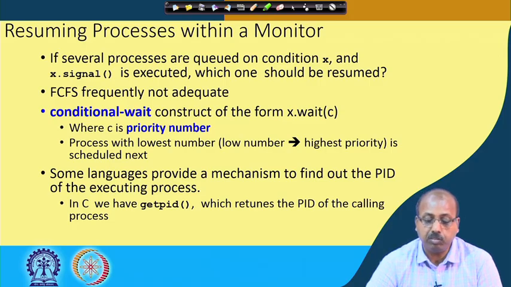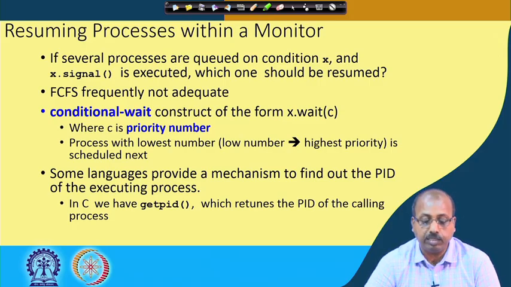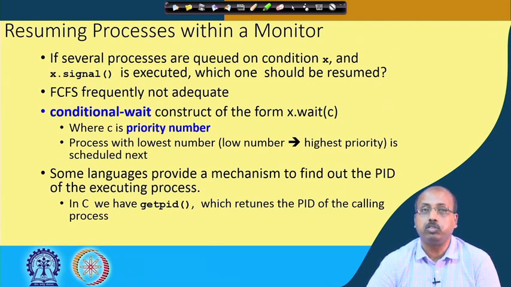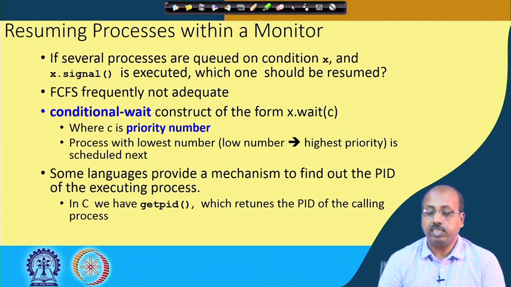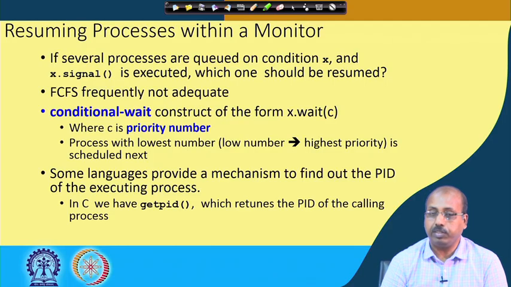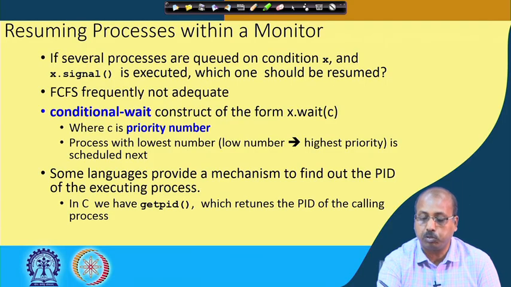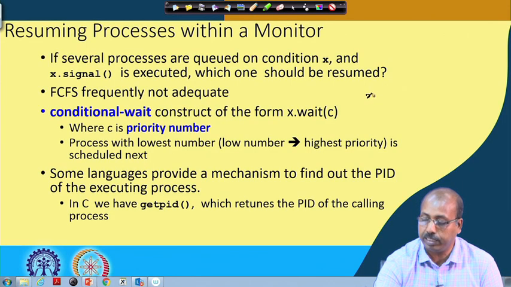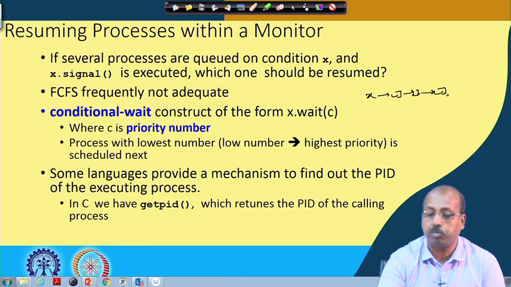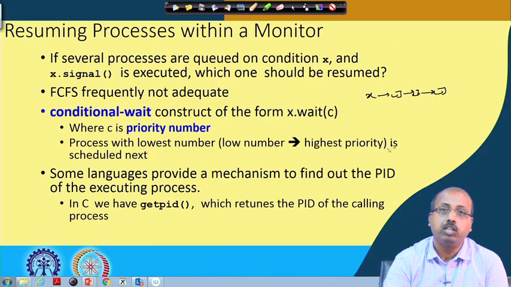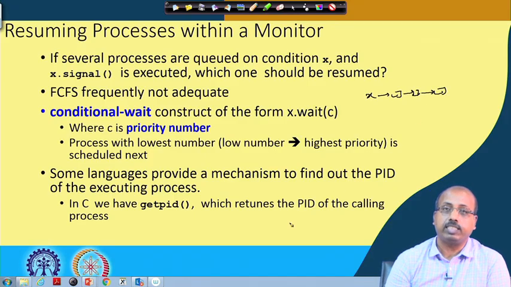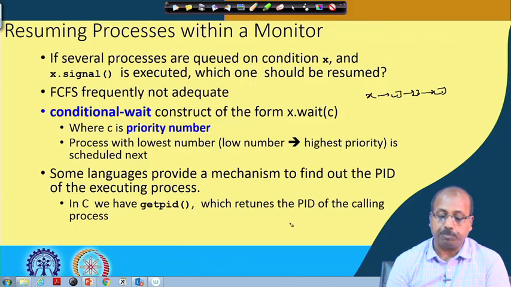Now, if you want to resume processes within a monitor: if several processes are queued on the condition variable x and x dot signal is executed, which one is resumed? This is a problem. On this condition variable x, we have shown that a number of processes are waiting. Which process will be resumed? The strategy that we have discussed so far does not tell anything about which process will be resumed. So, naturally there is a question of starvation.